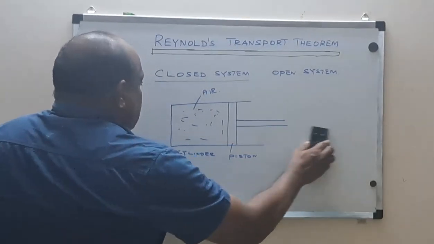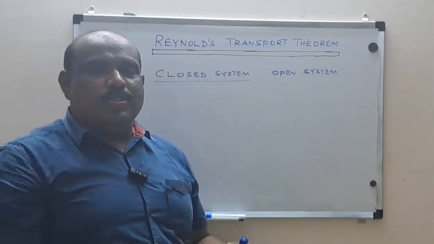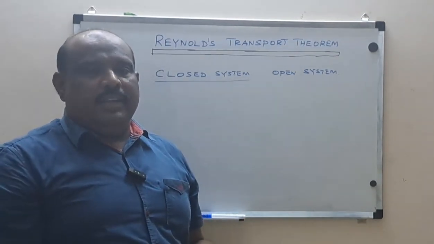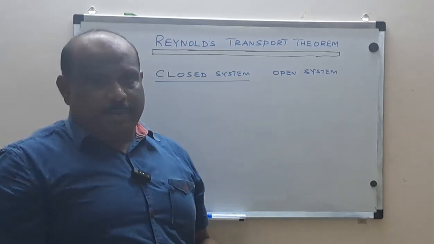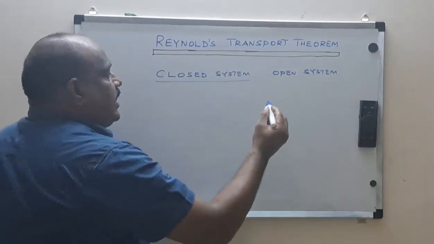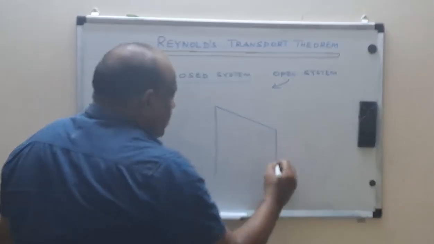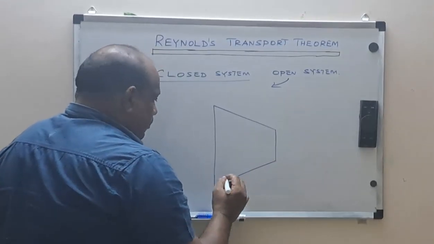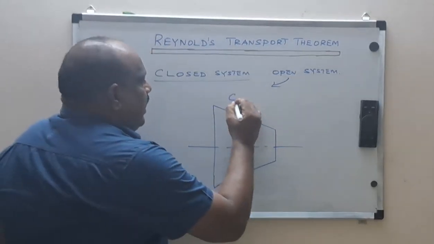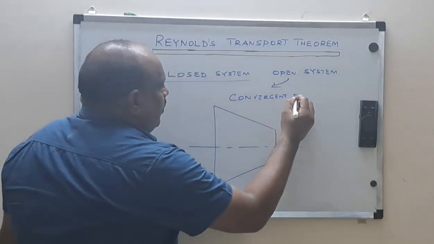And let us come to the open system. Can anybody tell what is meant by an open system? Closed system means mass transfer is not permitted and energy transfer is permitted. In case of an open system, both are permitted, which means mass transfer as well as energy transfer takes place. So I will take a device called a convergent nozzle.